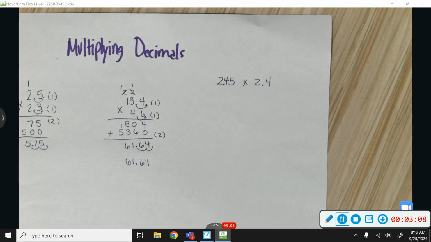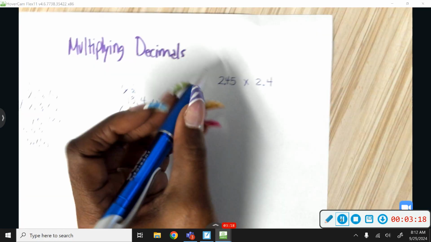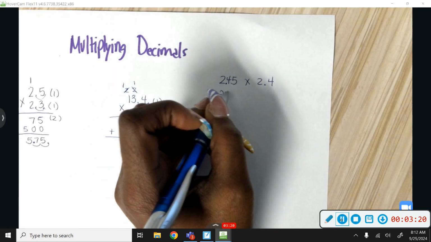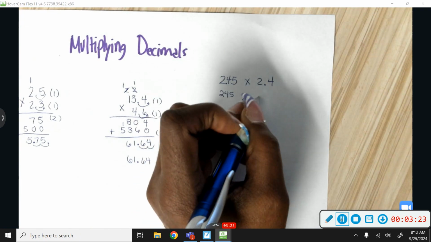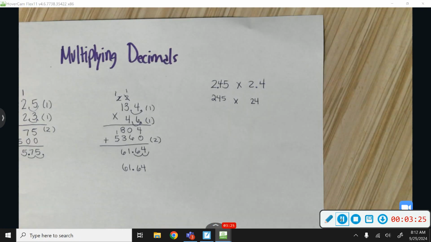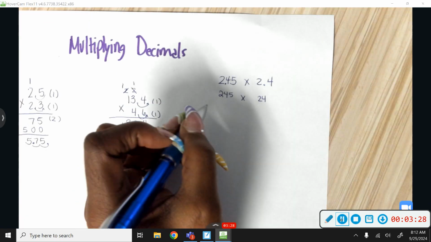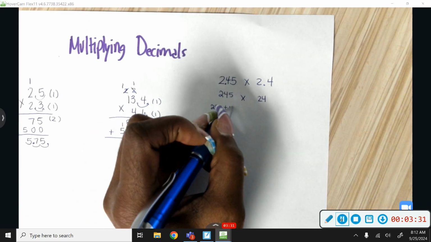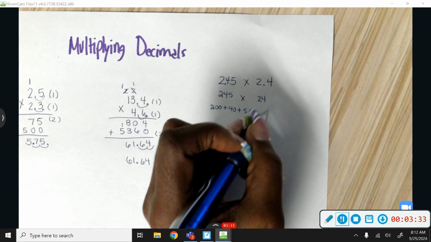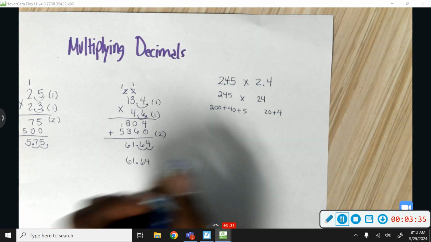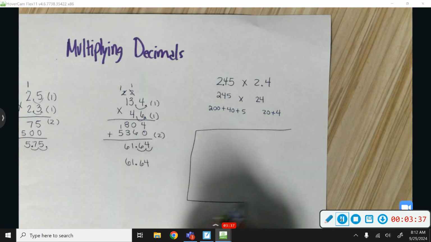Those that use box, let me do a quick example on how it would work on box. You would just basically remove the decimals and come up with your same number that you normally would. So I'm going to take out my decimals and I get 245 times 24. Now remember, we'll need to go back and add those decimals later, but let's go ahead. So now I have 200 plus 40 plus 5 and then 20 plus 4. Draw my boxes.